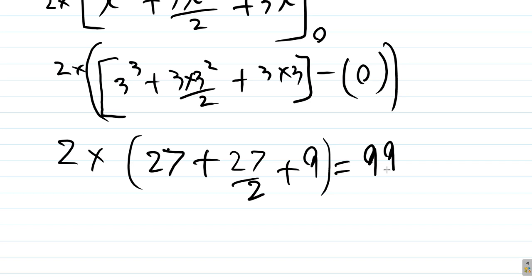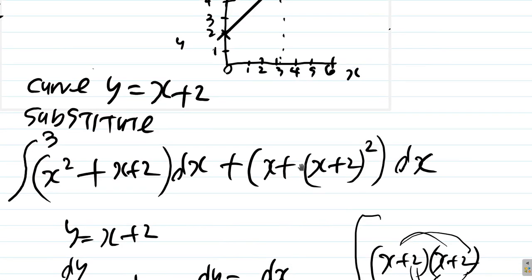Because if you have 27 and 9, that's 36 and some more, and you multiply by 2, you're looking at something approaching 100. Alright, good. So that's what we have there.